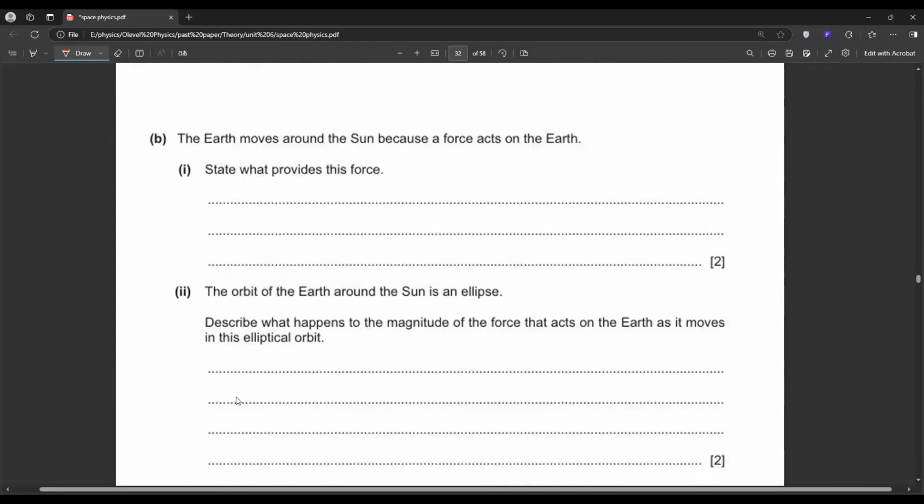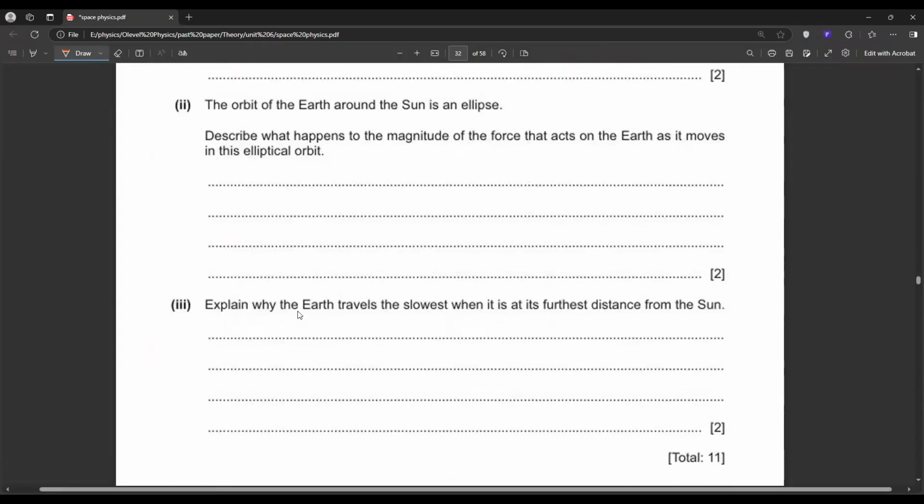The earth moves around the sun because a force acts on the earth. State what provides this force. The gravitational field strength of the sun. Simple as that. Let's further move ahead.